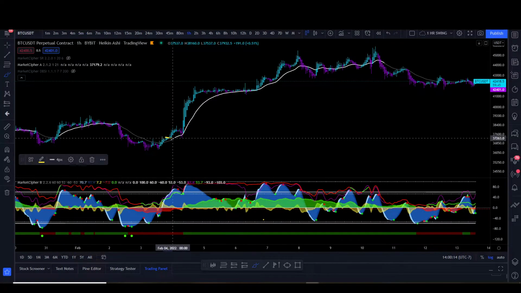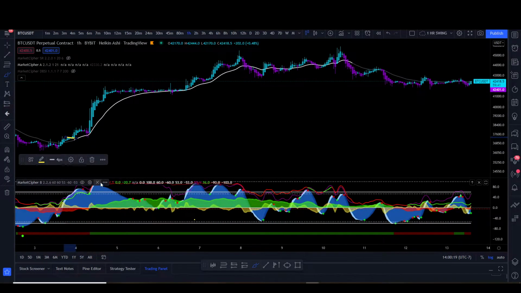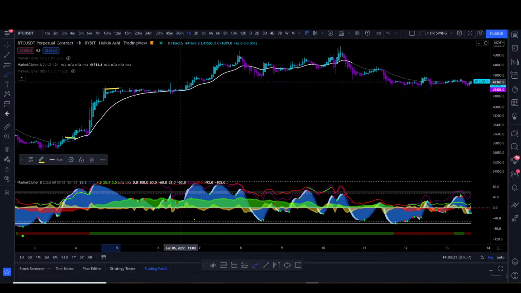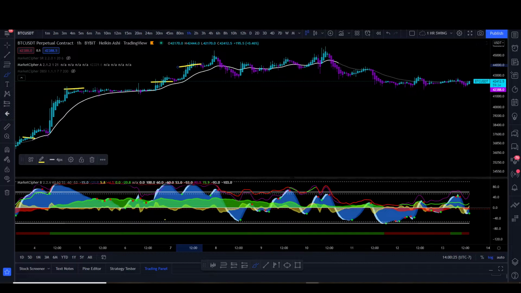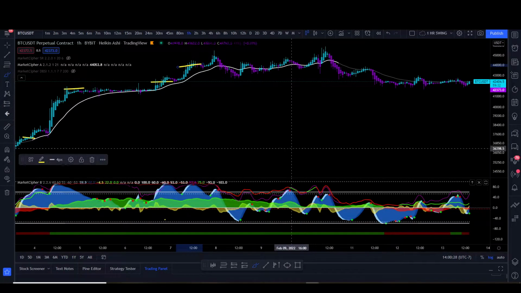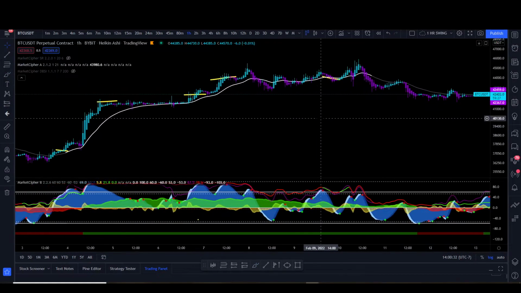Yep. Enter. Okay, now when you start getting high, take some profits, take some profits, take some profits. Okay, money flow's coming down. Okay, it's almost reached the zero line. So let's exit the entire position. Boom, there you go. That was a good move.